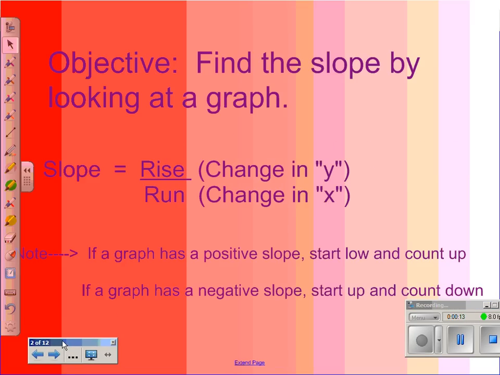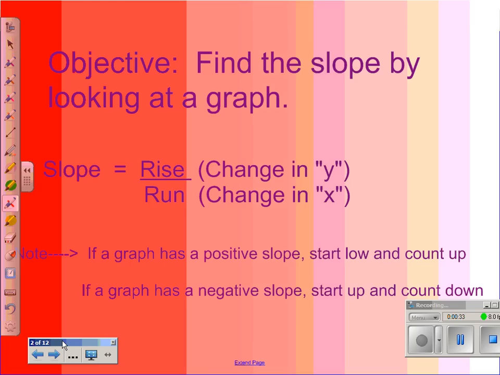Our objective, or I can statement, for the day is I can find the slope by looking at a graph. Slope is rise over run. Rise is going to be the change in the y's, and the run is the change in the x's. Note, if a graph has a positive slope, start low and count up. If a graph has a negative slope, start up and count down.